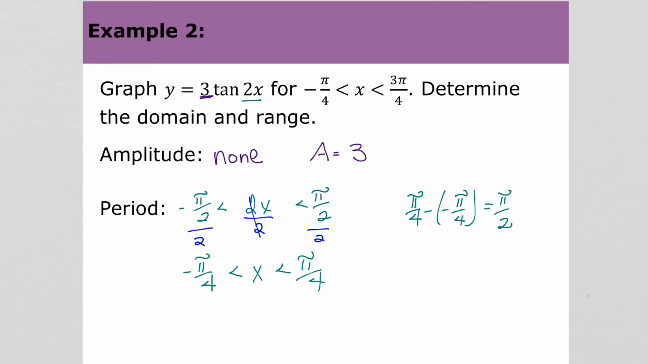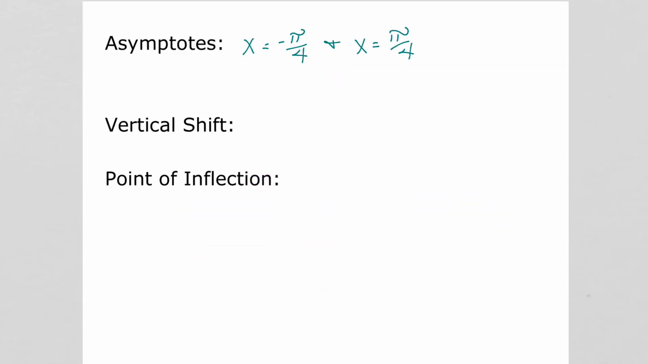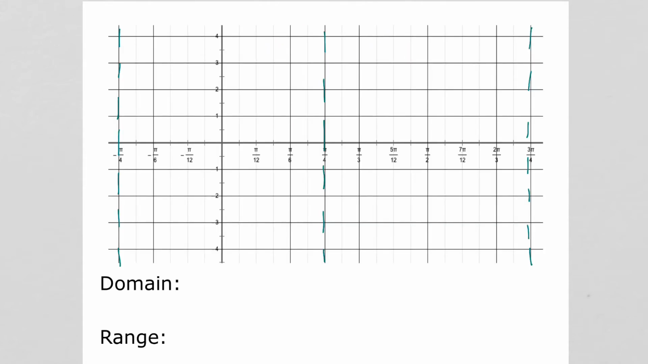Next, is there a vertical shift? No, nothing's being added or subtracted, so no vertical shift. So what's our point of inflection? Well, for tangent, the point of inflection is usually 0, 0, and in this case it is, because it hasn't shifted up or down or right or left. So we're just halfway in between our two asymptotes, which will be at 0, 0.